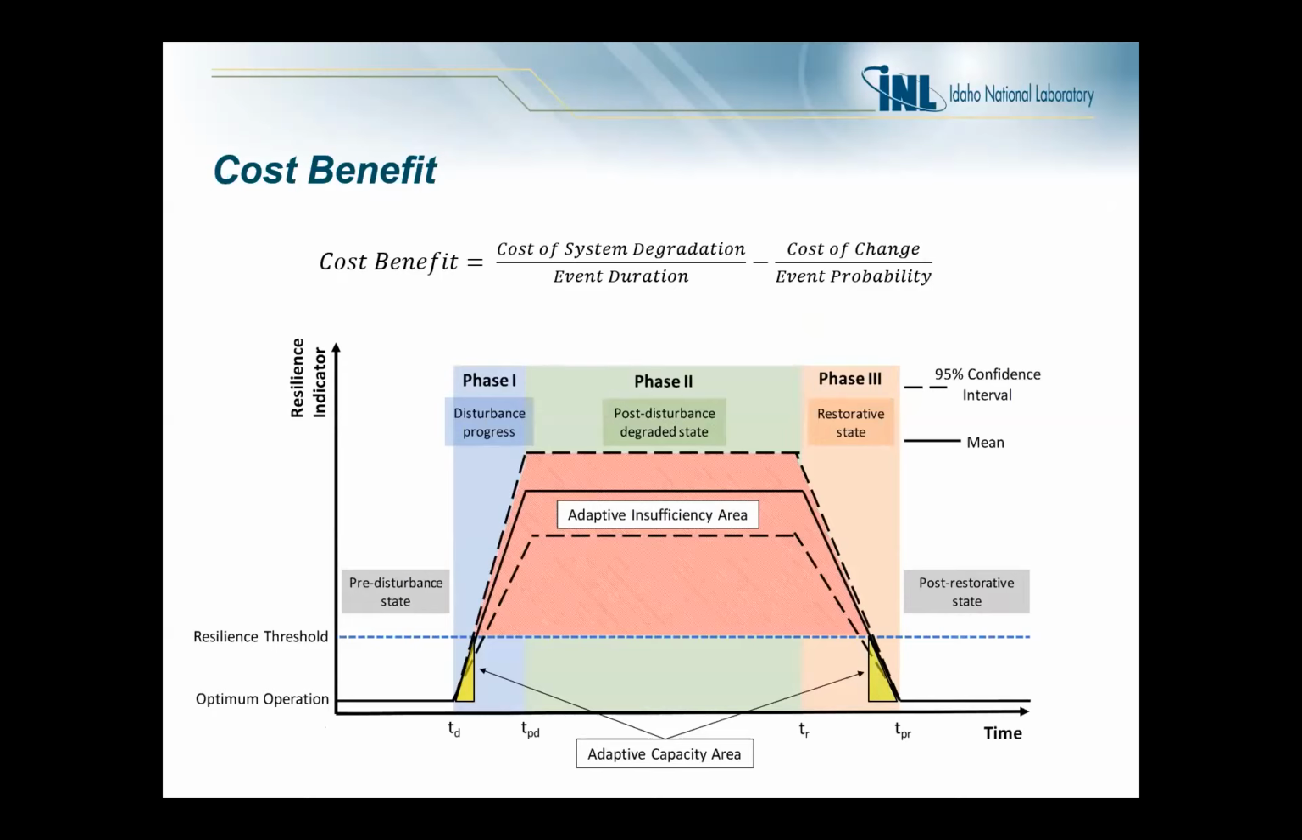And then applying this to a cost-benefit analysis, we're evaluating the cost of putting in your improvement versus the benefit that this improvement can provide. That's the cost of system degradation over the event duration, so it's also specific to the event you're looking at. Then you subtract the cost of that change, which is your improvement, and divide that by the event probability. The event probability here is in terms of how long you would expect between each event. They'll go into this deeper in the case study.